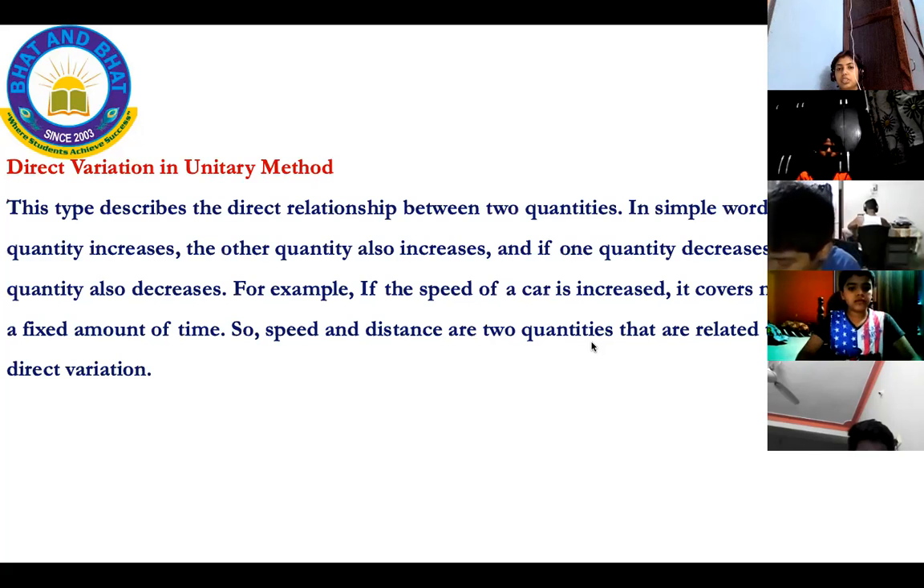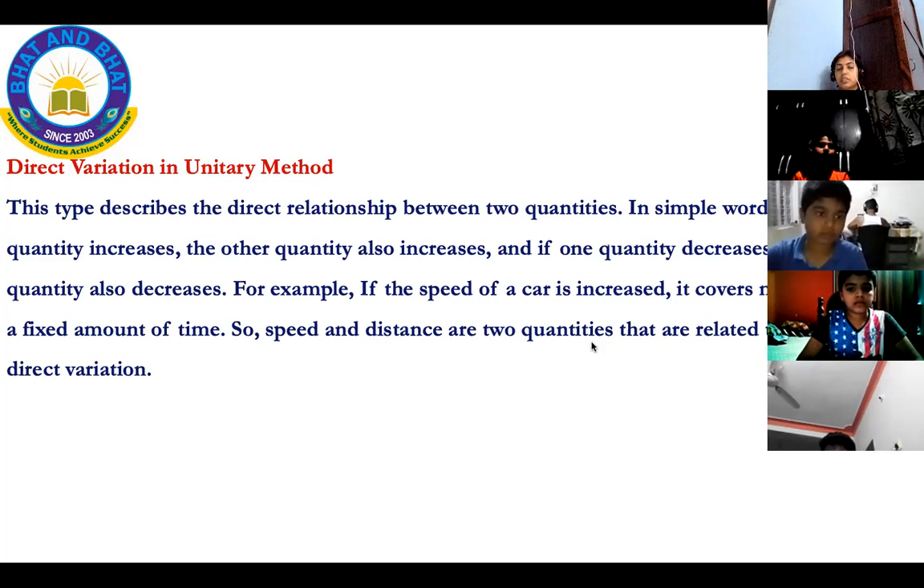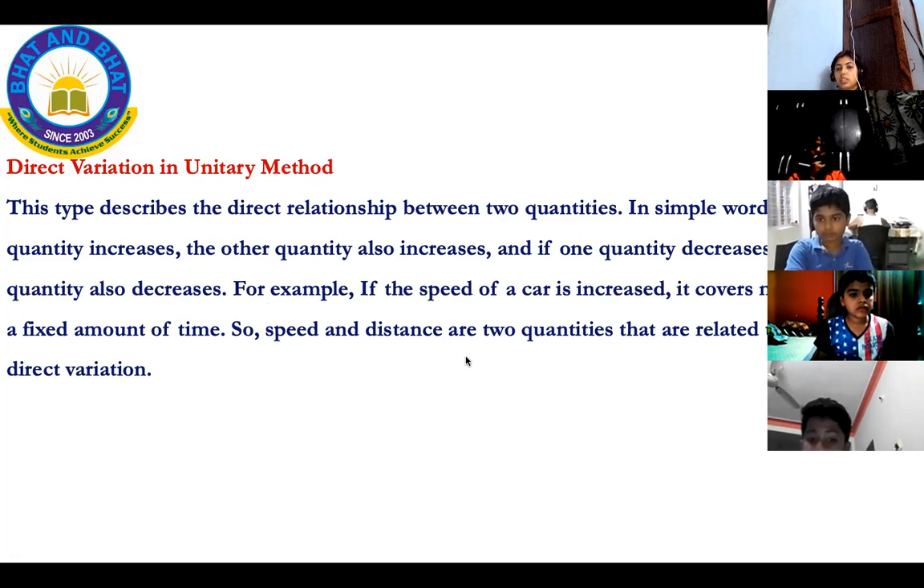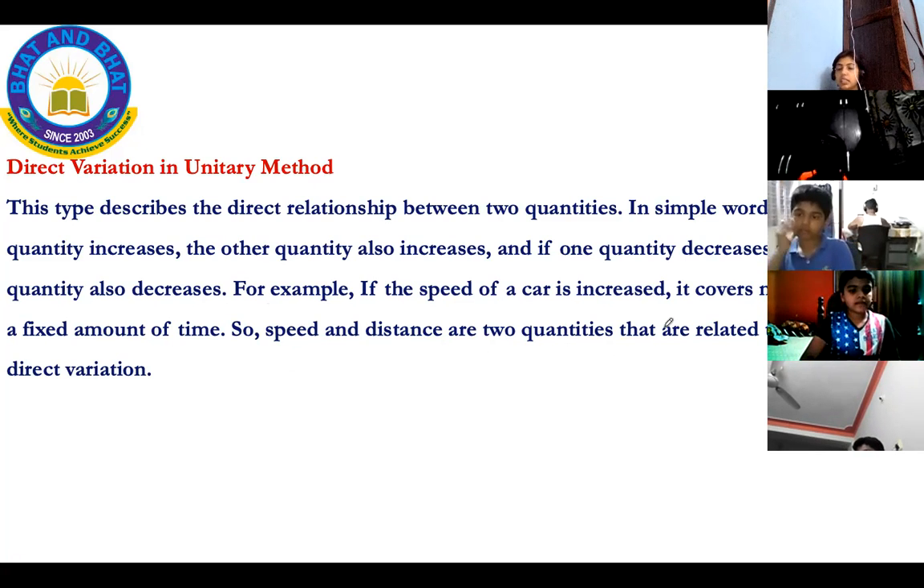Next, let us understand what we mean by direct variation. Direct variation describes the direct relationship between two quantities. For example, if the speed of a car is increased, it covers more distance in a fixed amount of time. So speed and distance are two quantities that are related to each other, correct? If speed increases, the car will go fast, so we can cover more distance in a given short time, correct?